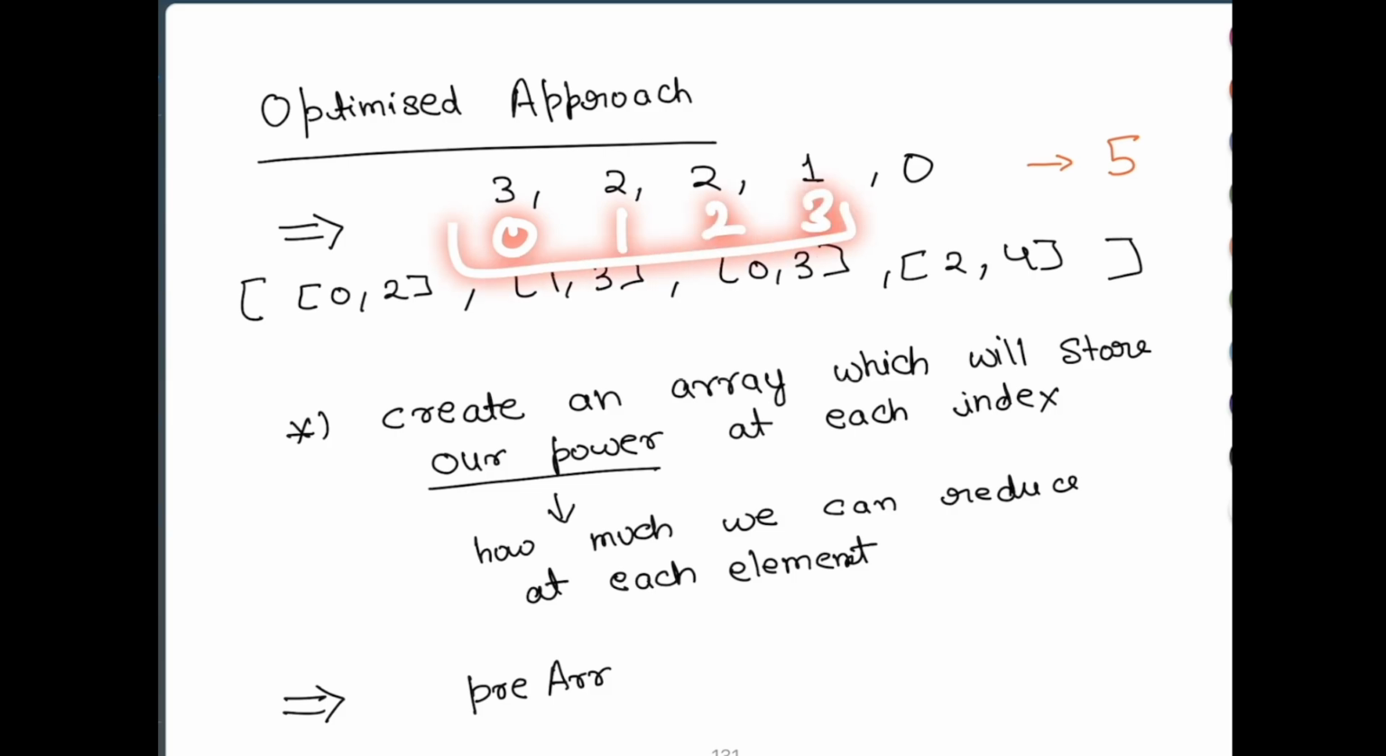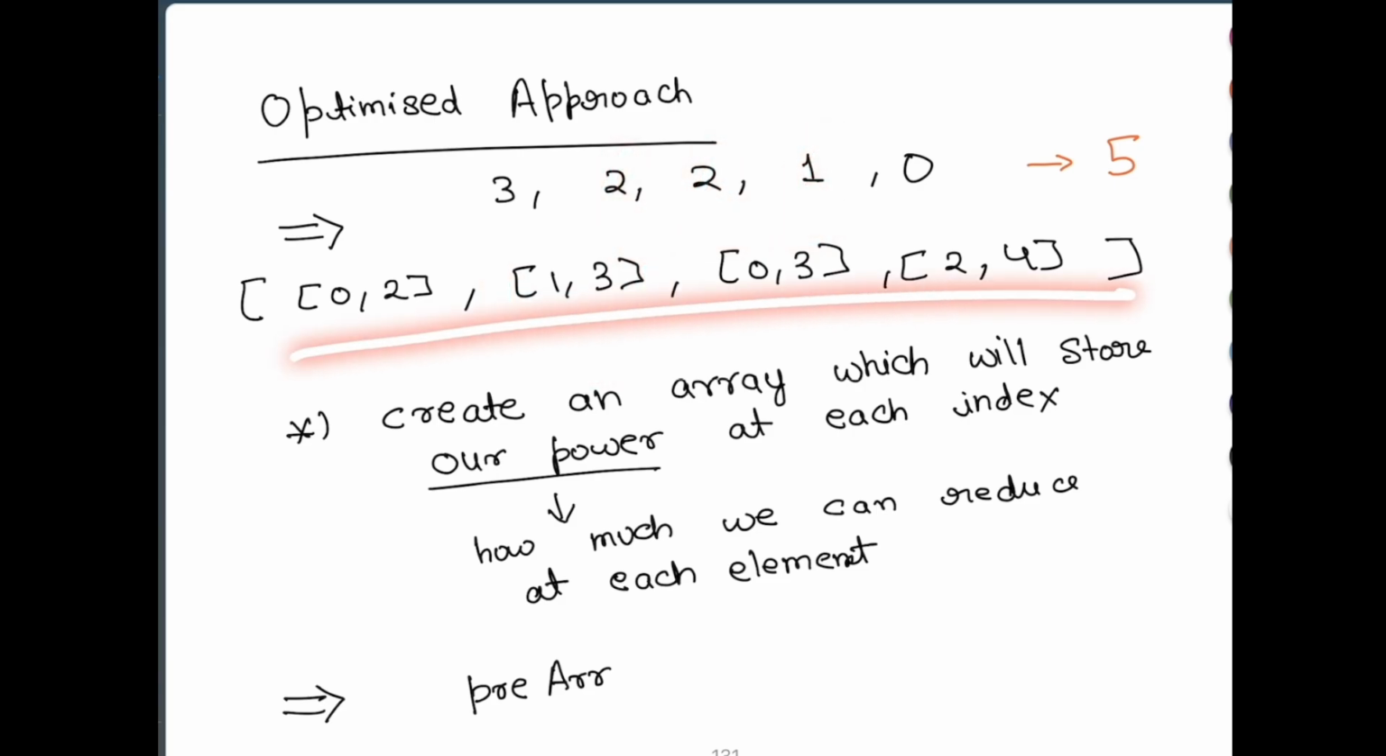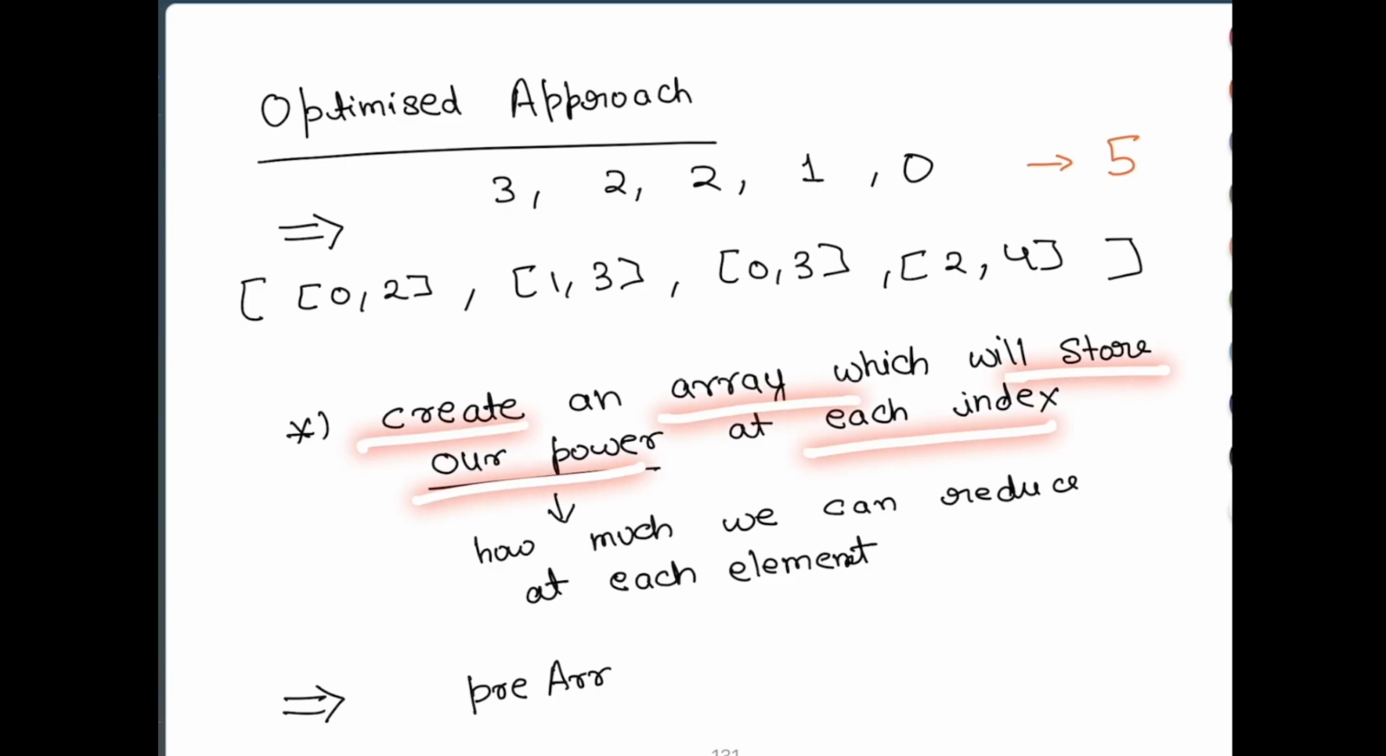Now, at each index, how much can be reduced? It's based upon the queries, right? Different queries, for example, 0 to 2 will have different powers at each index. For example, if it is 0 to 2, that is 0, 1, 2, then this query is giving me a power that I can reduce 3, 2, and 2 by 1. Then this query 1 to 3 will have a power to reduce 2, 2, and 1 by 1, right? So these queries are actually giving powers to different indexes to reduce them by 1. So we need to create an array which will store the power at each index based upon the queries.